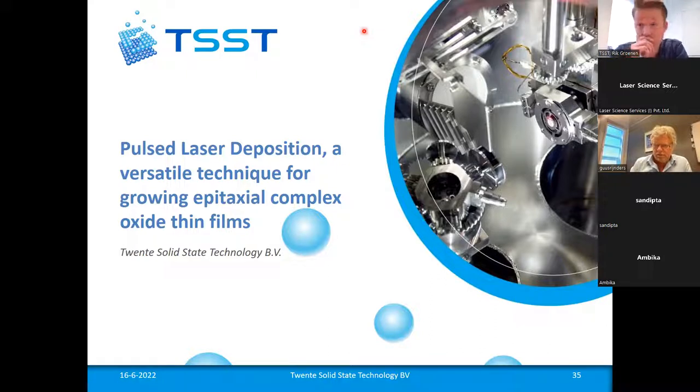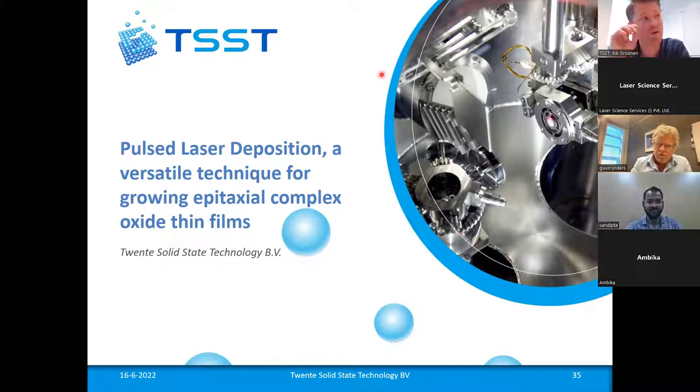It's basically the rastering and rotating of the target. Yeah, that's a very good point. Indeed, if you look at the numbers, you ablate much more material than you're actually collecting on the substrate. So after a significant amount of pulses, you will start drilling into the target. So you need to move the target surface with respect to the laser pulse. Absolutely essential. Conventionally, people do this by rotating, having the target spin, and in this way you drill a circular shape into the target.